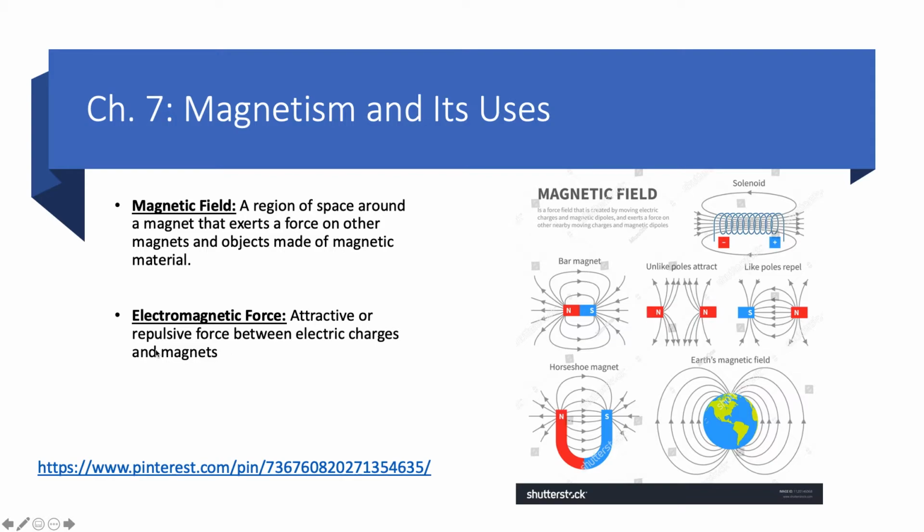And then you also have something called electromagnetic force, which is basically the attractive force that a magnet has, or a repulsive force between the electric charges and the magnets that are participating in this.